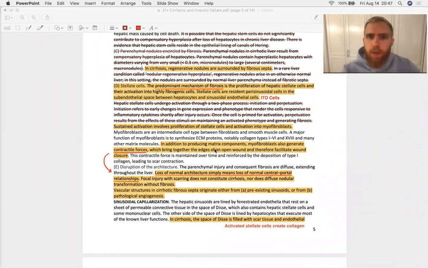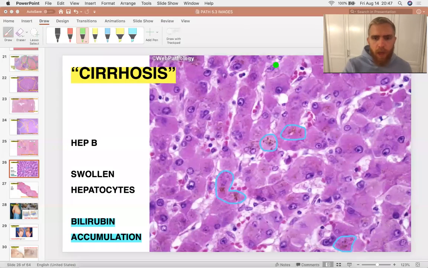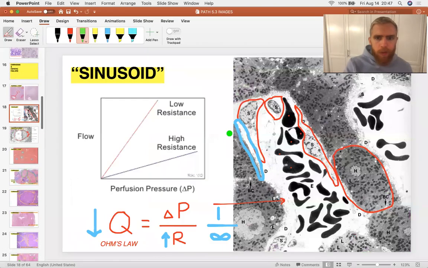So stellate cells, as we have mentioned, are the predominant mechanism of fibrosis in cirrhosis. Stellate cells are resident perisinusoidal cells in the subendothelial space between hepatocytes and sinusoidal endothelial cells. They're also called Ito cells. They transform into myofibroblasts. I want to give you two more good looks here. That blue space we outlined earlier, that's where these cells normally reside. They're mobile. They can go where they're needed.